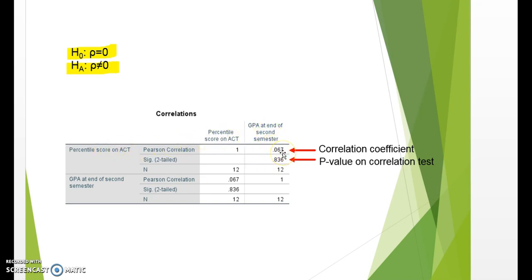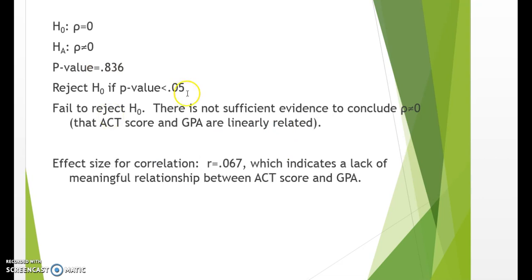So this is our r, 0.067. And then next, the 0.836 is going to be the p-value for the correlation test. If you remember what we did in lecture, null is rho equals 0, alternative is rho is not equal to 0. The p-value is 0.836 based on the table, and we reject null if the p-value is less than 0.05 for the rejection rule.